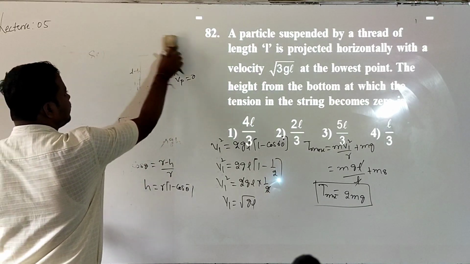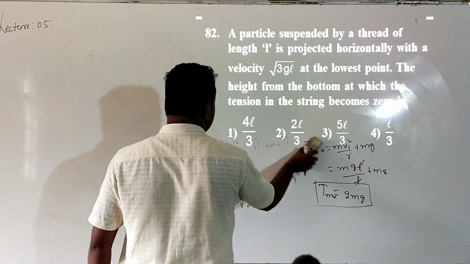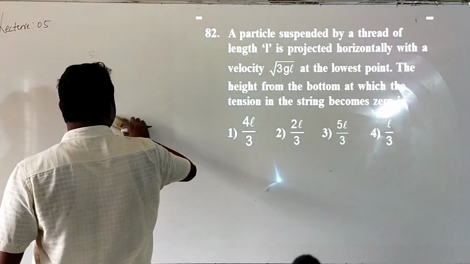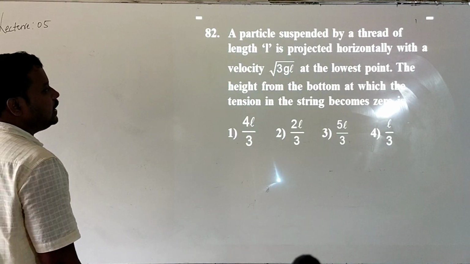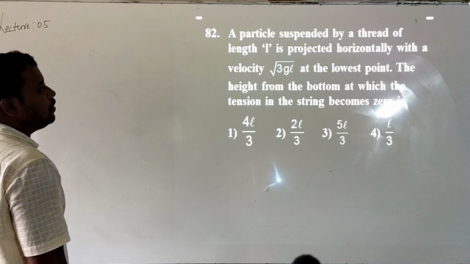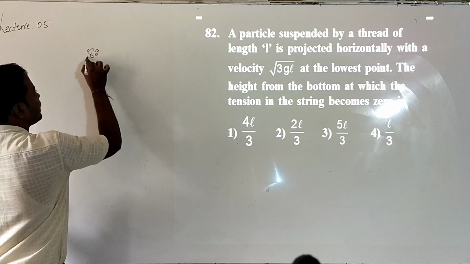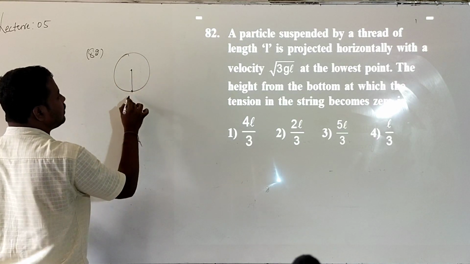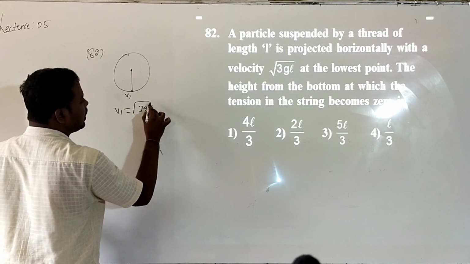Question number 82. So what is this question? A particle is suspended by a thread of length L and projected horizontally with a velocity root over 3gL at the lowest point. Find the height of the body at which the tension in the string becomes 0. Yesterday we discussed this condition. The velocity of the particle at the lowest point is given as root over 3 g L.